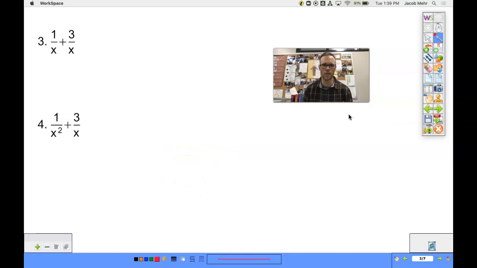So let's start to step it up here a little bit. Let's throw some x's in there. 1 over x plus 3 over x. Do they have a common denominator? Yes, they do. It's x. So we add their numerators, and it's 4 over x.